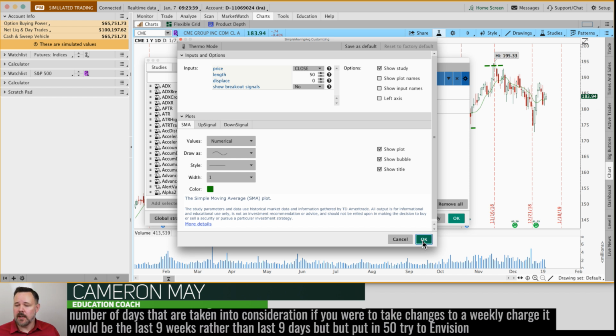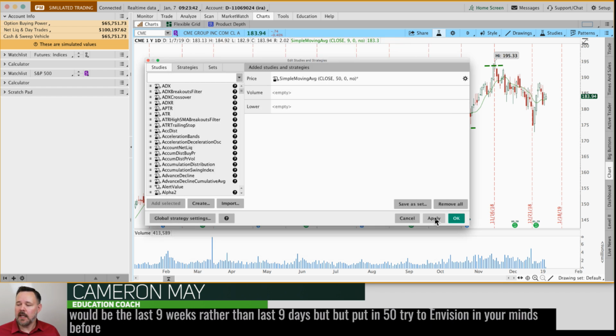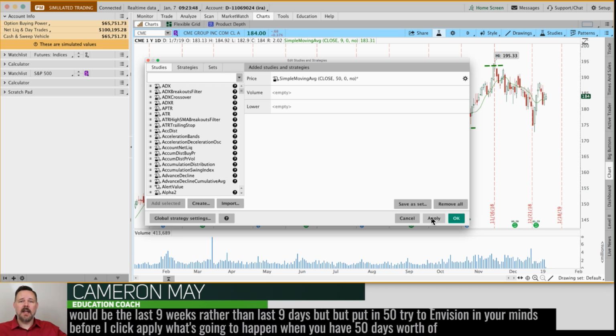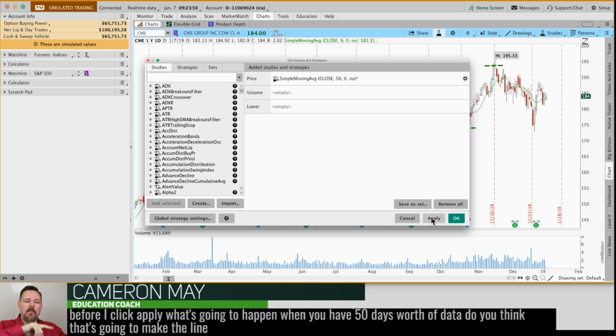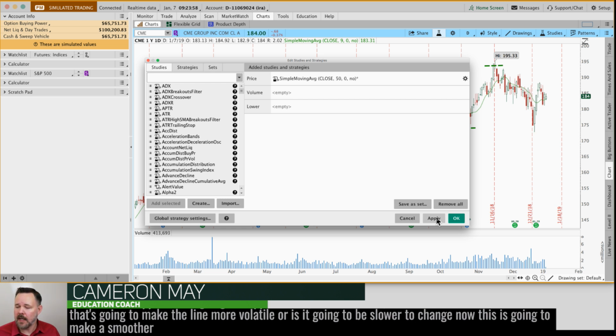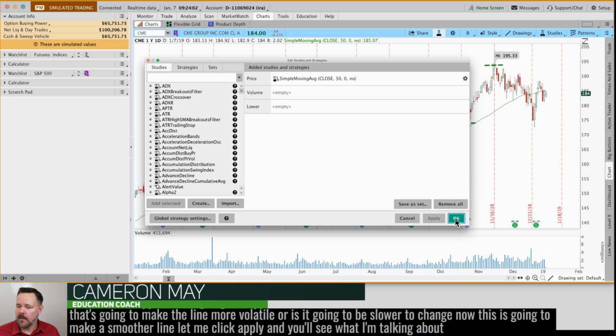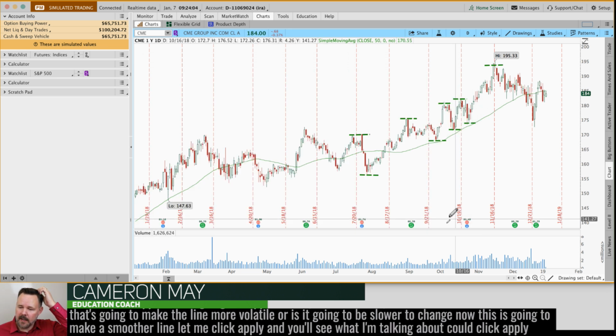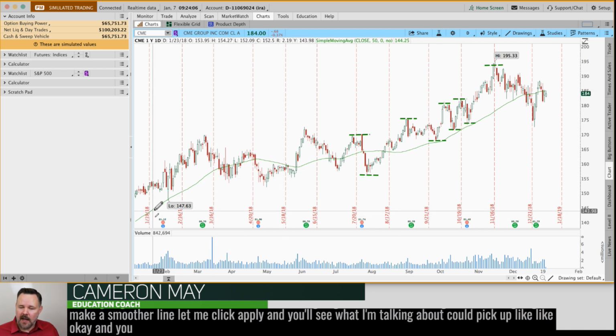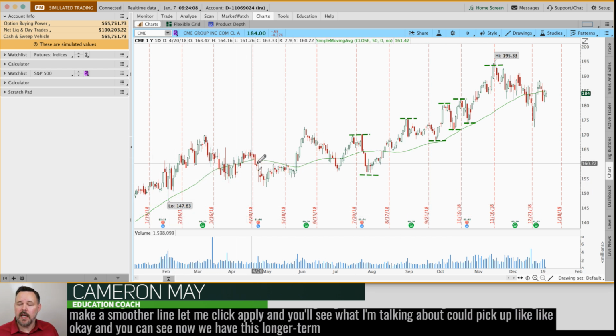Try to envision in your minds, before I click Apply, what's going to happen. When you have 50 days worth of data, do you think that's going to make the line more volatile, or is it going to be slower to change? Yeah, this is going to make a smoother line. Let me click Apply, and you'll see what I'm talking about. Click Apply, click OK, and you can see now we have this longer term trend.